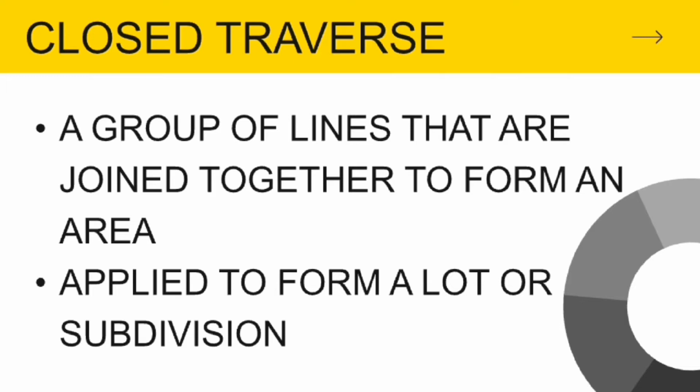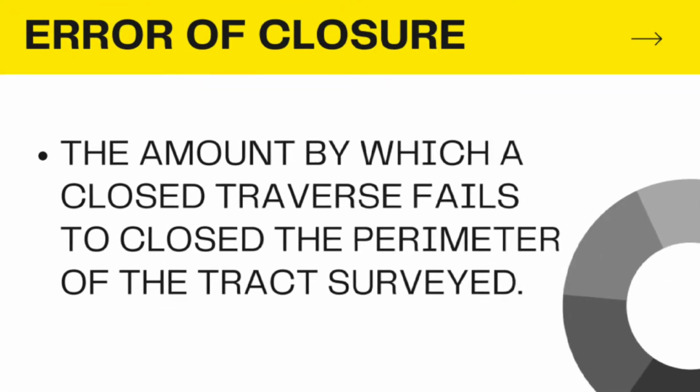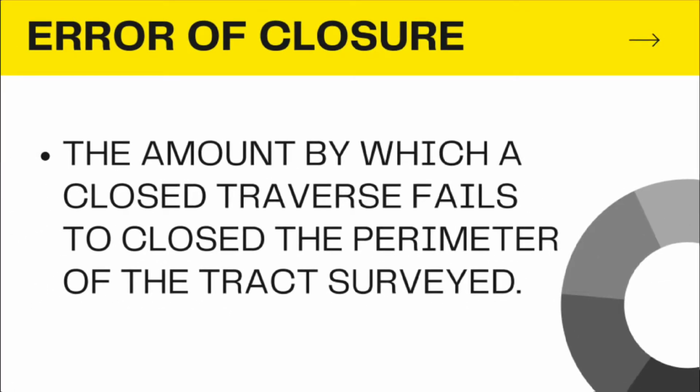However, in surveying, we may encounter some factors that could influence our data, and those factors could generate errors in our traverse, such as error of closure. Error of closure is the amount by which a closed traverse fails to close the perimeter of the tract surveyed.